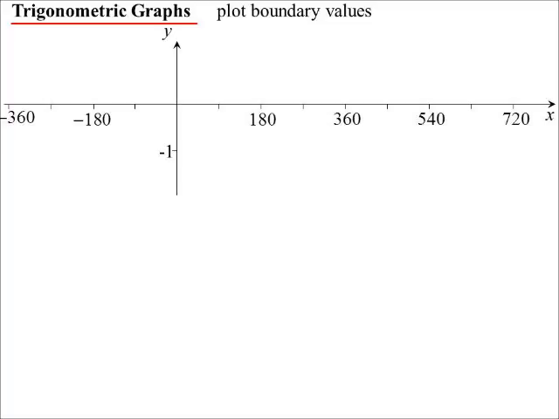I've labelled every 90 degrees. They were the boundary values. And I've got a little bit carried away. I've gone all the way up to 720 and back to -360. So when I draw a trig graph, I ask myself, where does it start? What is the sine of 0? So I plot that point in. Then I go to 90. Sine 90 is? Plot that point in.